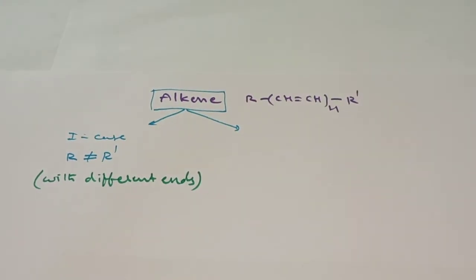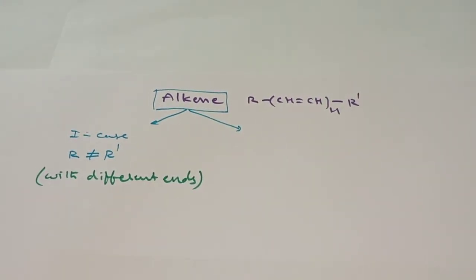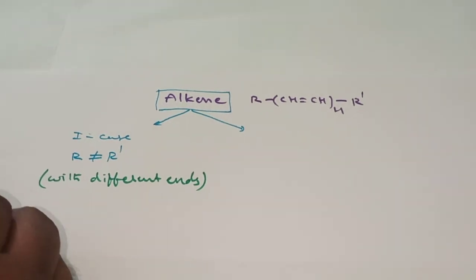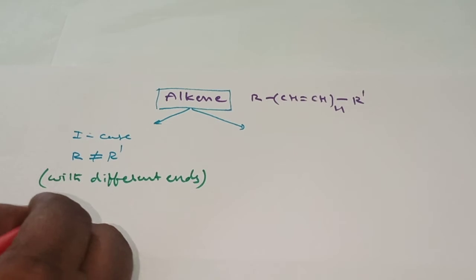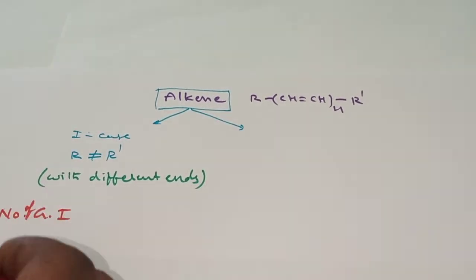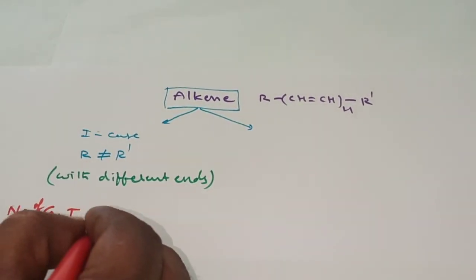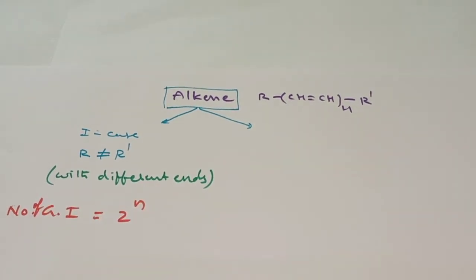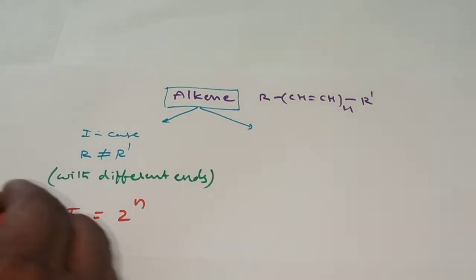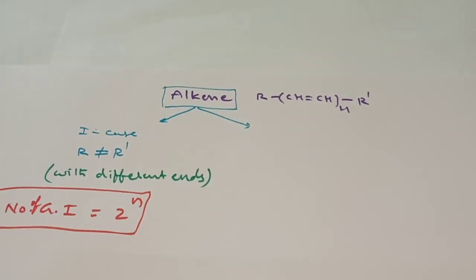In this case, remember, the number of possible geometrical isomers is equal to 2 to the power n. That's all, simple: 2 to the power n. What is n here? n is equal to the number of double bonded carbon atoms. So please note this formula. This is for the case with different ends.